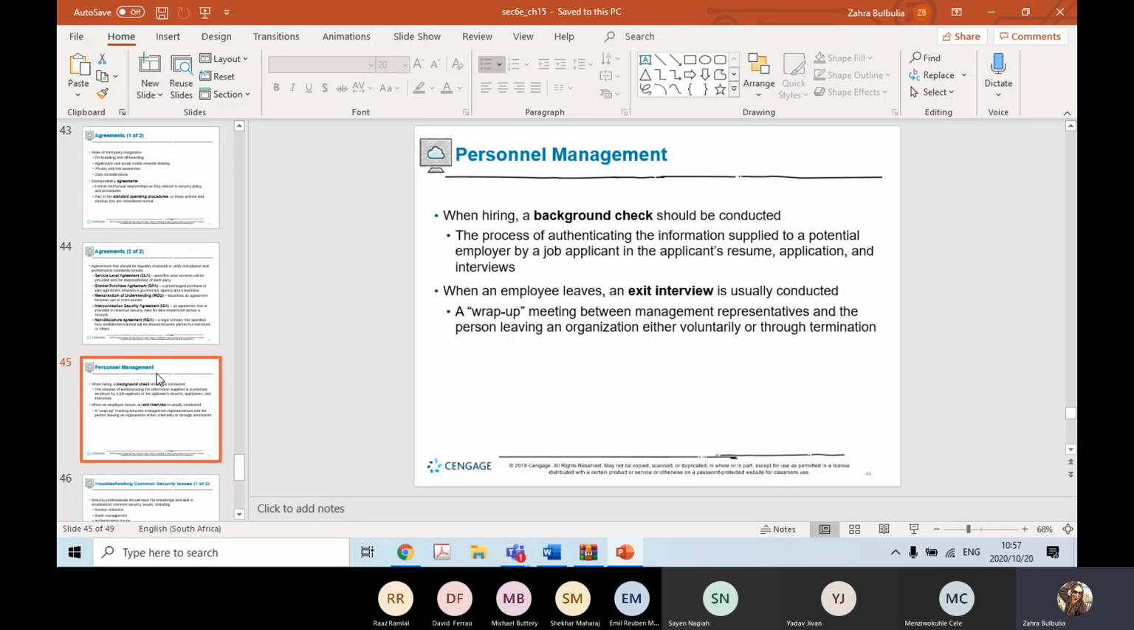Of course, when you hire someone, a background check has to be coordinated. This is the process of authenticating the information supplied to a potential employer by a job applicant in the applicant's CV. And when an employee leaves, an exit interview is usually conducted. This is a wrap-up meeting between management representatives and the person leaving the organization.